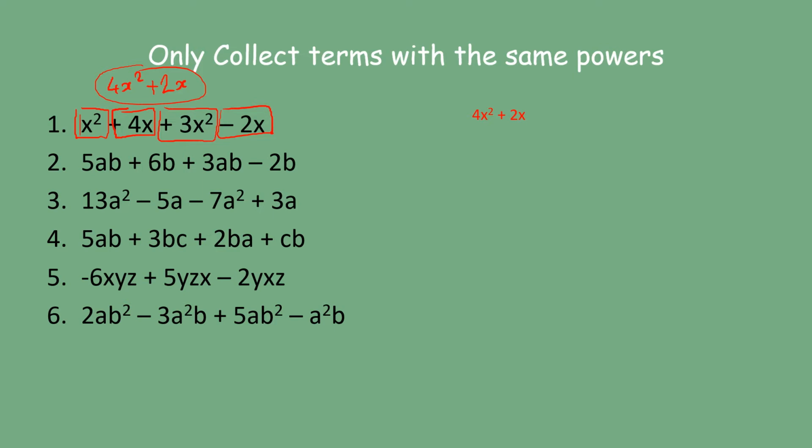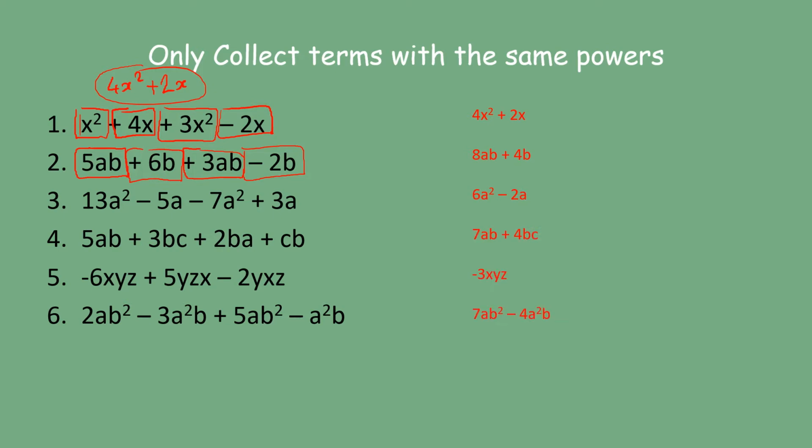Leave them separate. Our second one here, we've got some ABs, so 5AB plus 3AB, that's going to give us 8AB, and 6B minus 2B, that's going to give us plus 4B. Okay? Have a go at the next 4, pause the video, and then when you're ready, unpause it. I'm going to put down the answers in 3, 2.